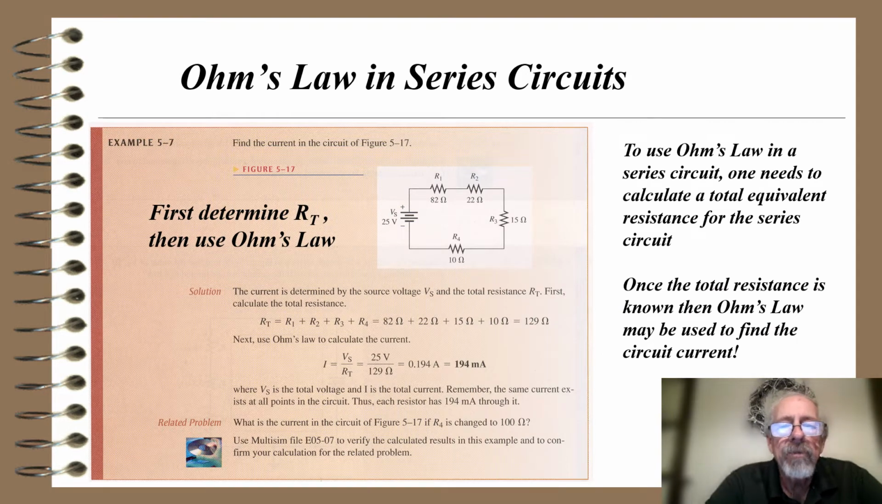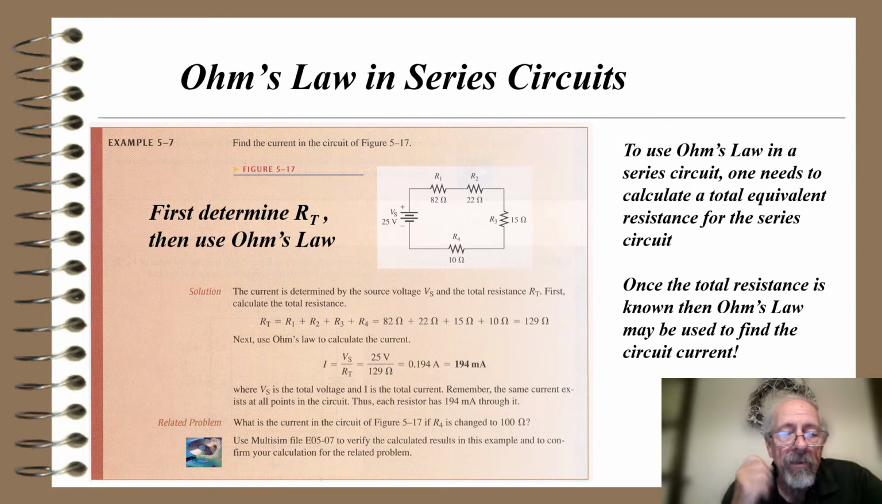So here's another Ohm's law in a series circuit. If I have a circuit like this, shown here in figure 5.17 of example 5.7, it shows a 25 volt voltage source. It's got an 82, a 22, a 15, and a 10 ohm resistor. So the question is, find the current in the circuit. Well, what you have to do first is make an equivalent resistance of all those series resistors. So first determine R total, then use Ohm's law.